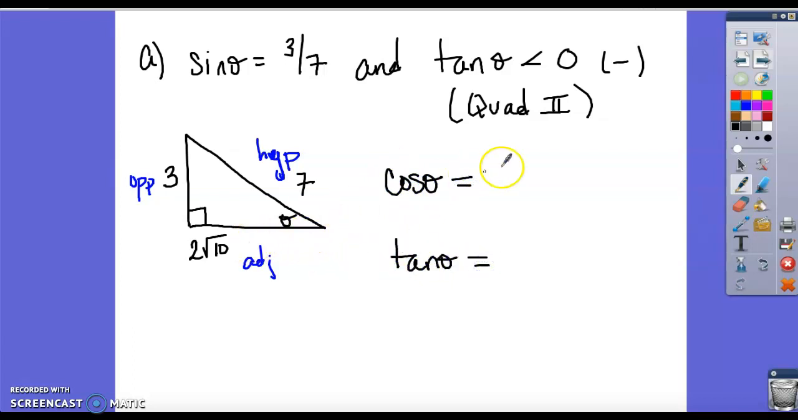All right, so I need to find the cosine and the tangent. Cosine is adjacent over hypotenuse. But we are in the second quadrant, and remember that cosine is negative in the second quadrant. So it's going to be negative 2 square root of 10 over 7. And then tangent is opposite over adjacent, and I'm not going to make you rationalize that denominator. You can leave it just like that. But tangent is also negative in that second quadrant.